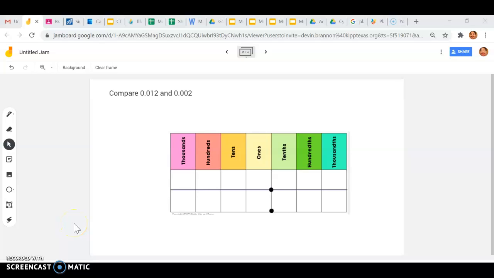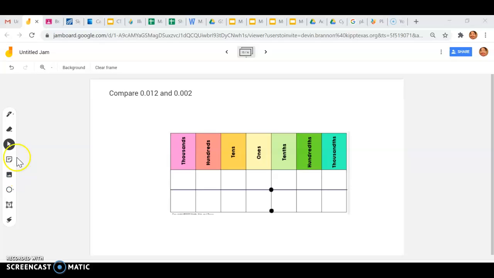Hi guys, today we're going to be talking about comparing and ordering decimals, decimal fractions. Prior to this video you should have looked at your less than, greater than, and equal to sign to determine what's the difference between the two, and then you should have also looked at your criteria for success.